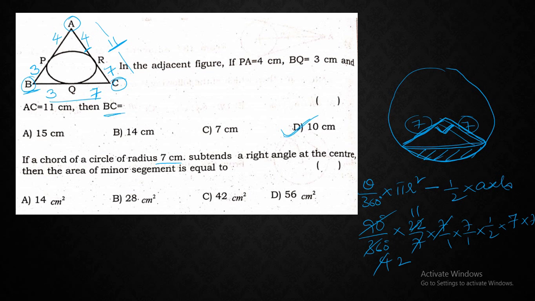Now this goes 4 times, this 7 in 7 once, and this 4 in 22 goes 11 times, and this 2 times, so 11 7s are 77, minus. So 77 by 2 minus 7 7s are 49 by 2. So 77 minus 49 is 28, so 28 by 2, which gives me 14. So the answer is 14 centimeter square.